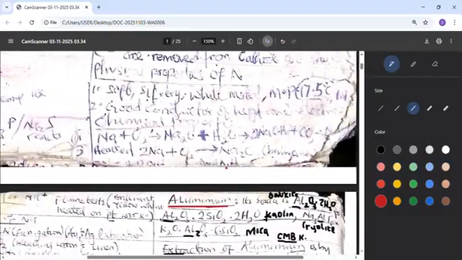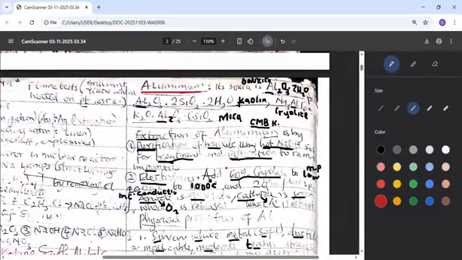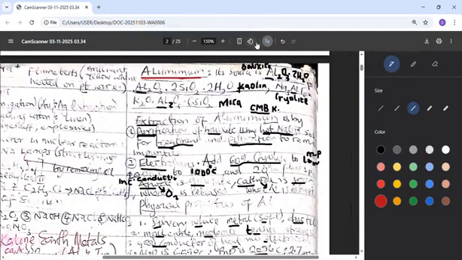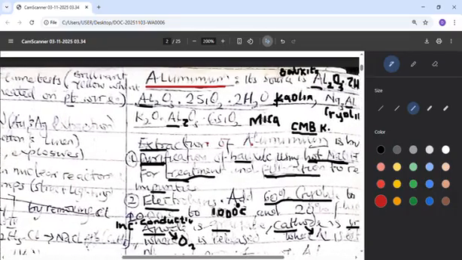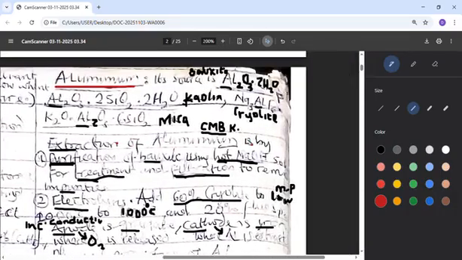Finally, we want to look at aluminium, the second aspect of metal. So what can we say about aluminium? The first thing is the source. Where can we get aluminium? Aluminium can be gotten from bauxite. Bauxite is Al2O3.2H2O. That's aluminium oxide dihydrate.